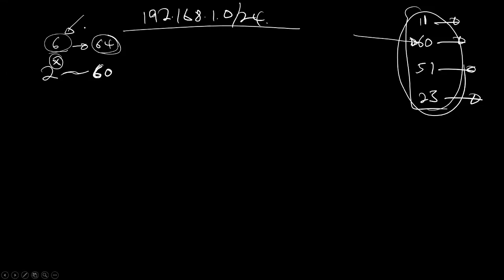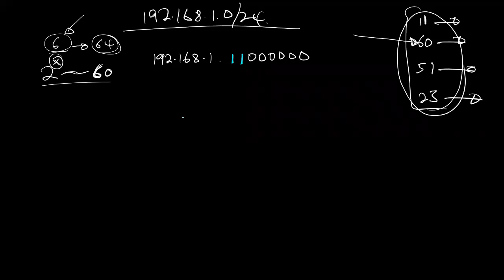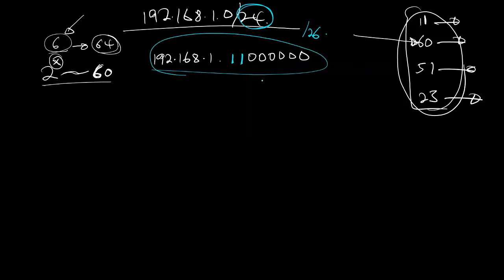Okay. I hope this makes sense. So we need 6 host bits. So we are going to get our 192.168.1. Now, we need only 6 zeros, meaning that we are going to borrow the 2 to the network part. Are you with me? Yes. Meaning we are going to change from our /24 to /26. So with this, we have created 4 networks.